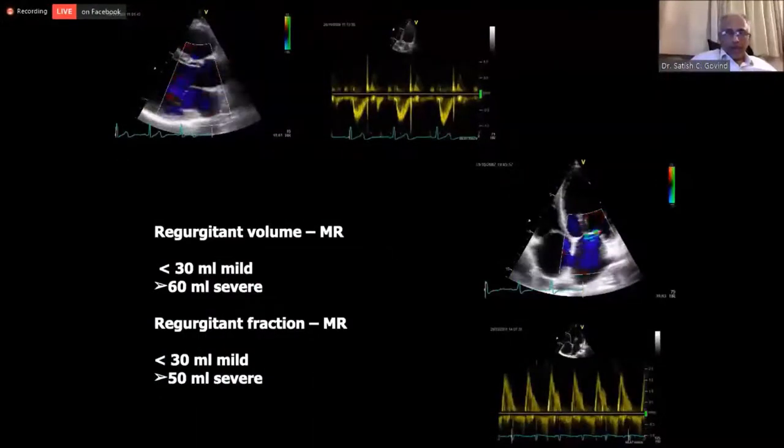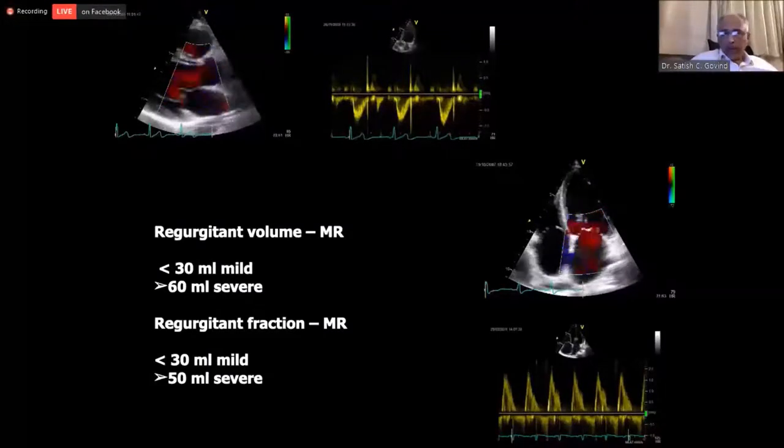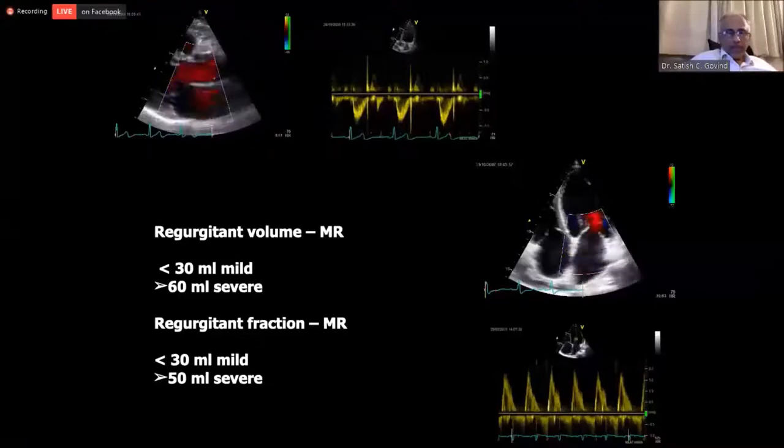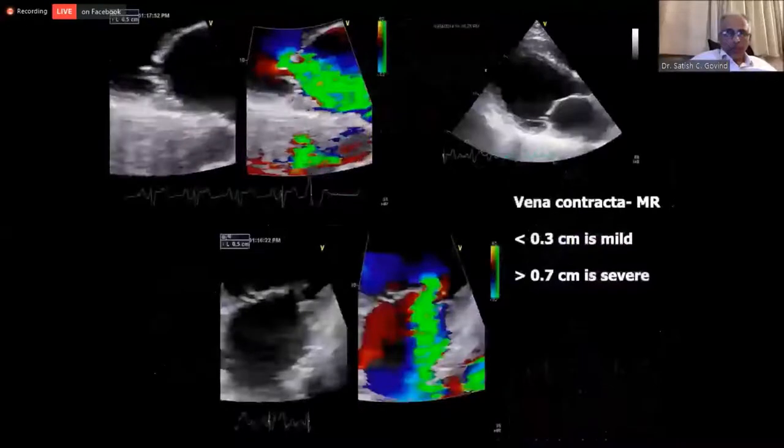Then you have the regurgitant volume. You can do it the traditional way, by the PISA method. It can be challenging. It is mentioned in almost all criteria. It takes a little experience. You have to make sure that your technique is good if you're going to get an accurate number.